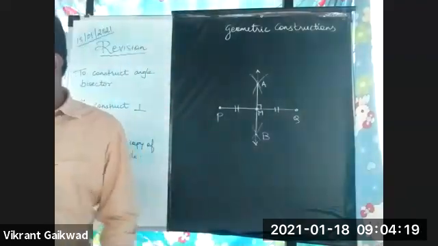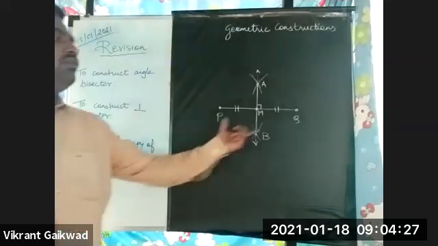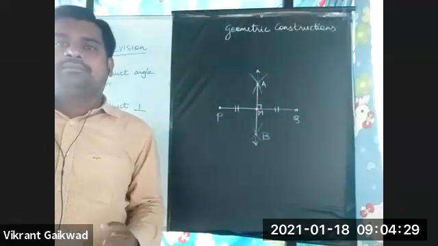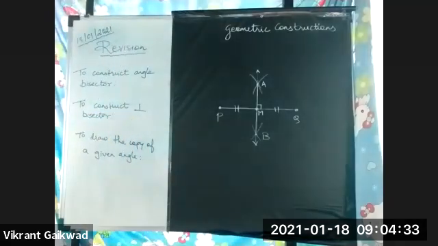Is this clear to all the students? You can remove the screenshot of this. We'll move ahead with the next part. Now, this was when the line segment is known to us. Say we know the distance of line PQ. That time you can do this construction.